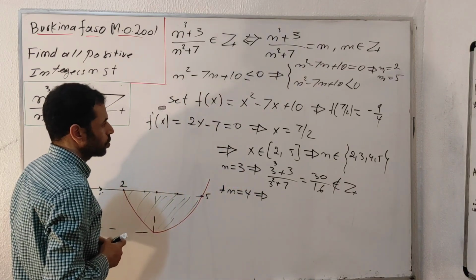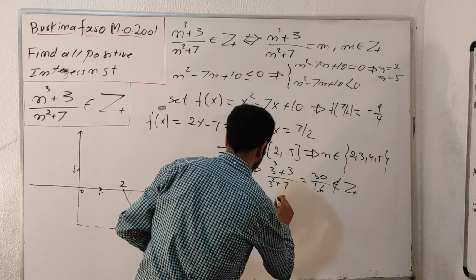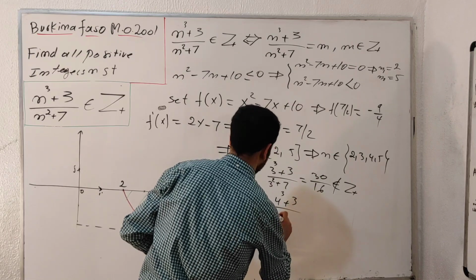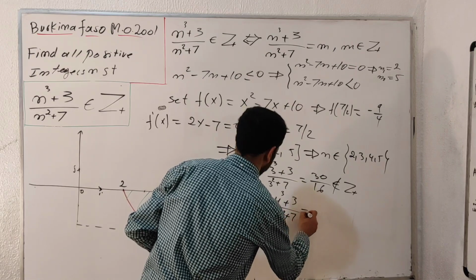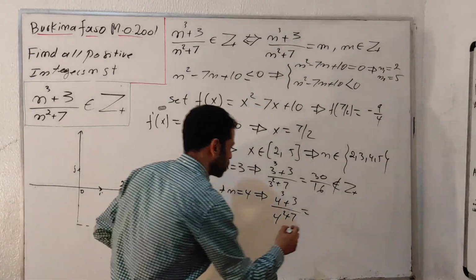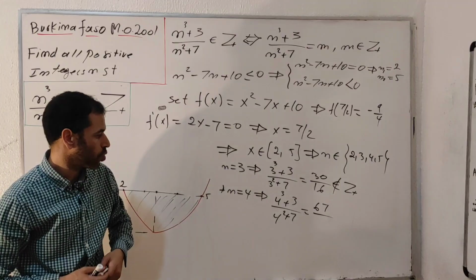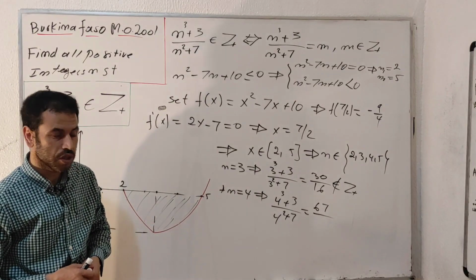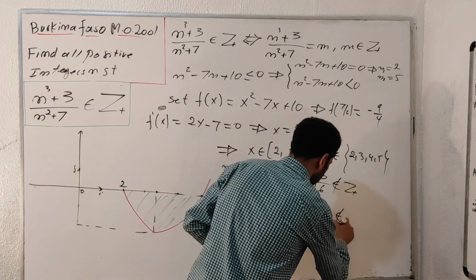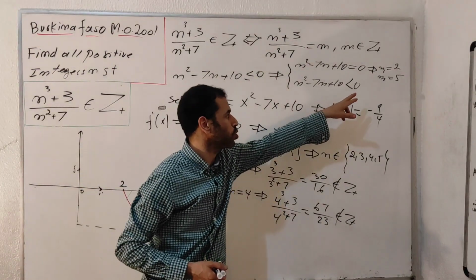So n equals 4. By replacing number 4 into this expression, I will have 4 cubed plus number 3 divided by 4 squared plus 7. 4 cubed is 64. 64 plus 3, which is 67. 67 divided by 4 squared. 4 squared is 16. 16 plus 7, which is 23. This is also not an integer. Okay, which means we have only two solutions, 2 and 5.